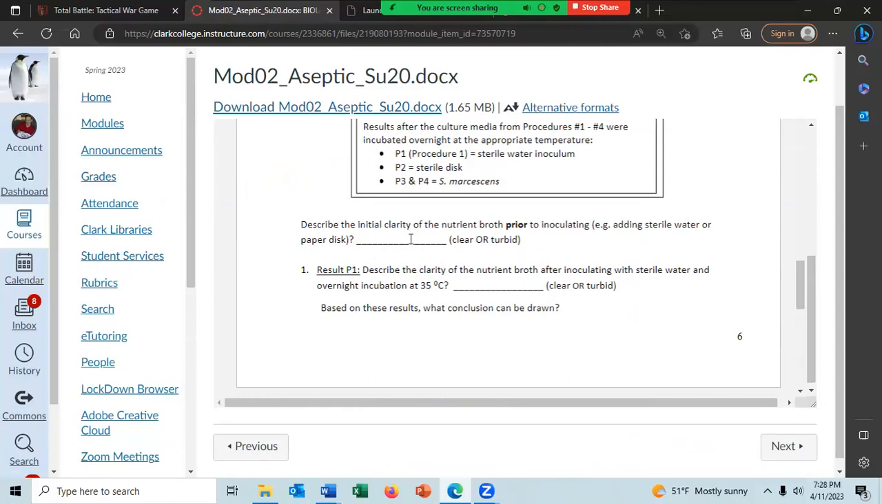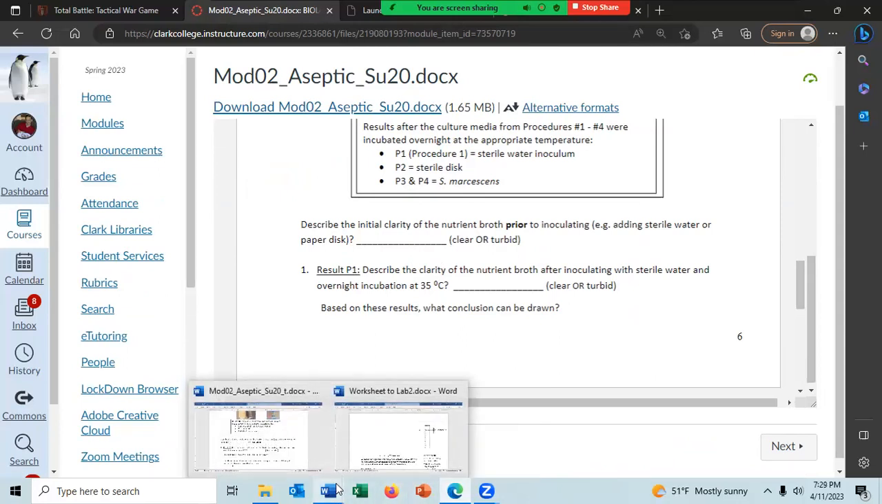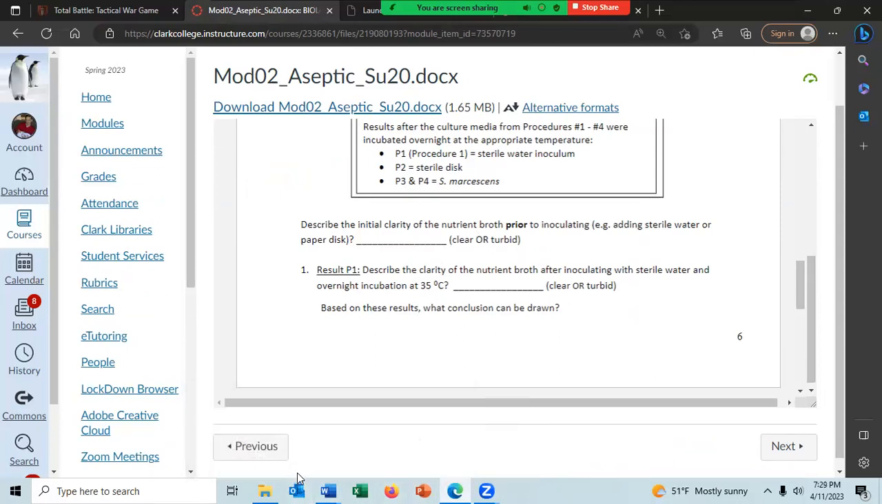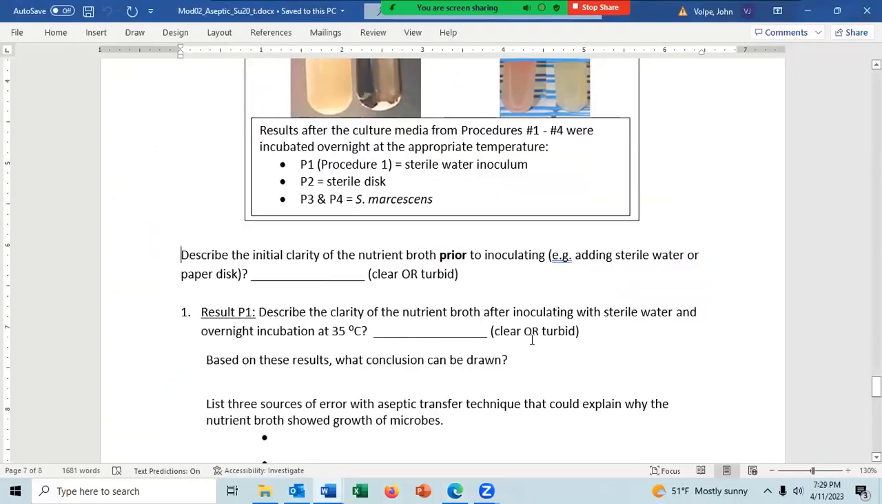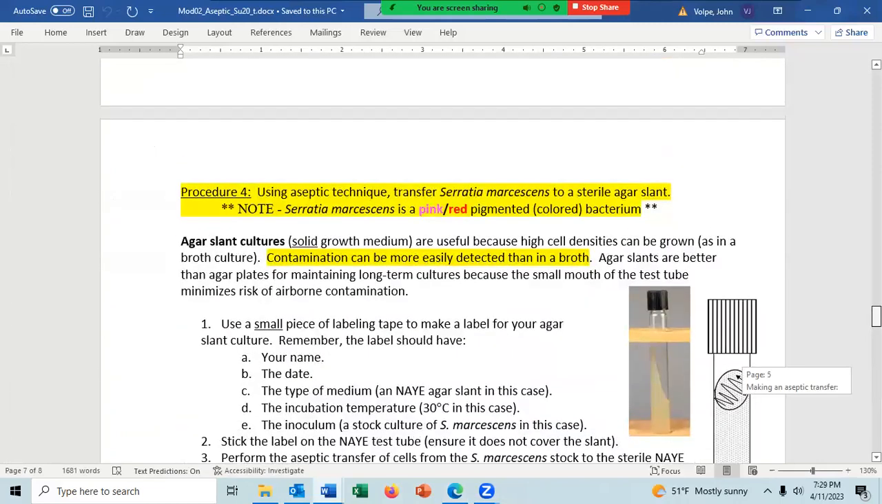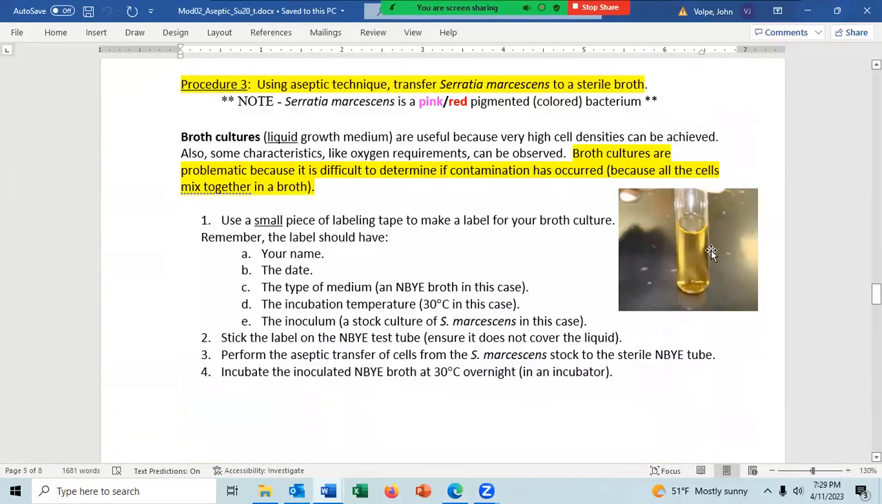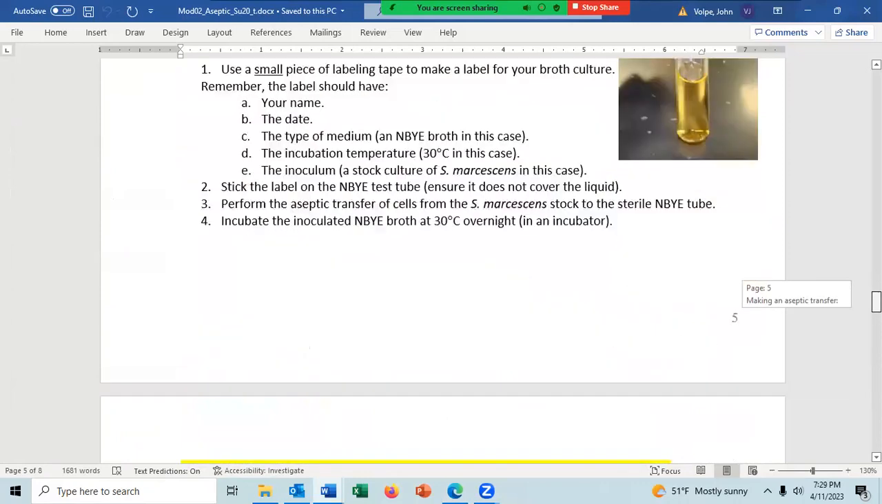But you need to answer this question. Describe the initial clarity of the nutrient broth prior to inoculating. And we have a picture for that. Let's see where that is. Oops, wrong one. And there it is there. So tell me whether that's turbid or cloudy.